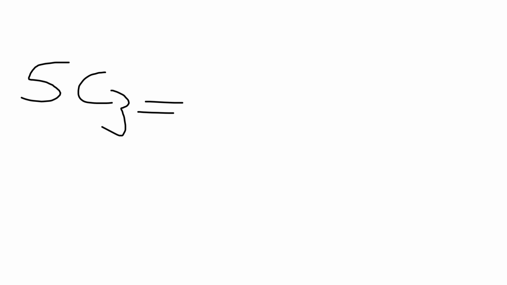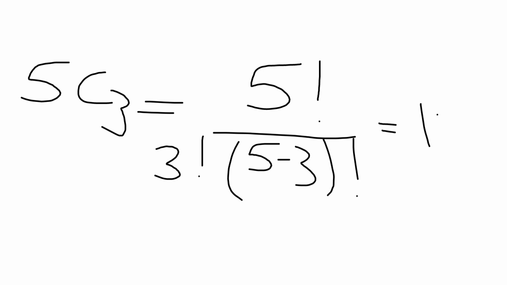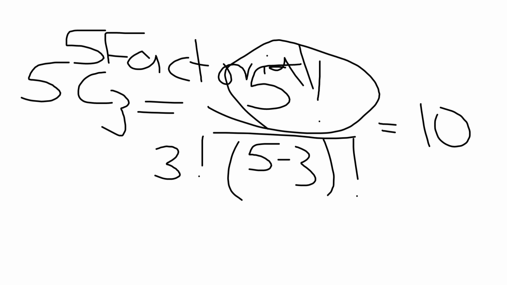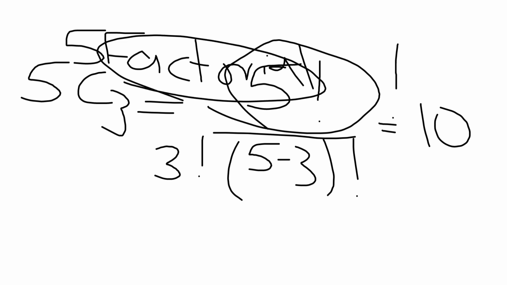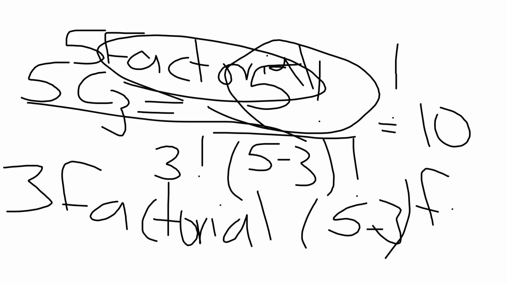What if I have, for example, 5C3? 5C3 is 5 factorial over 3 factorial times 5 minus 3 factorial, which equals 10. What I mean by factorial is the exclamation point.